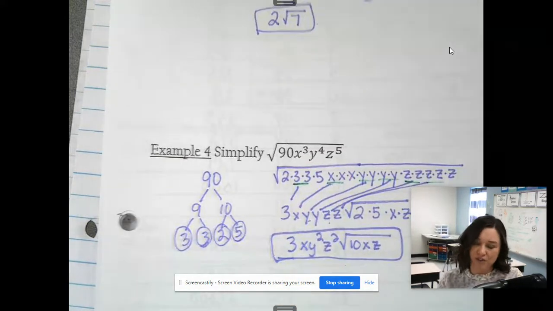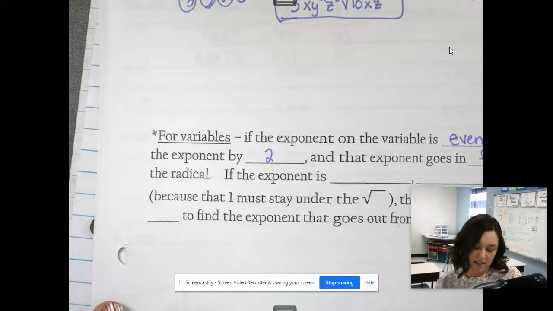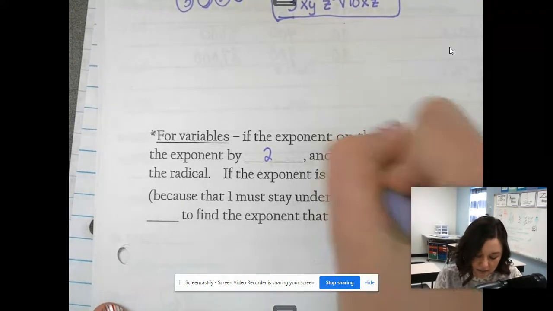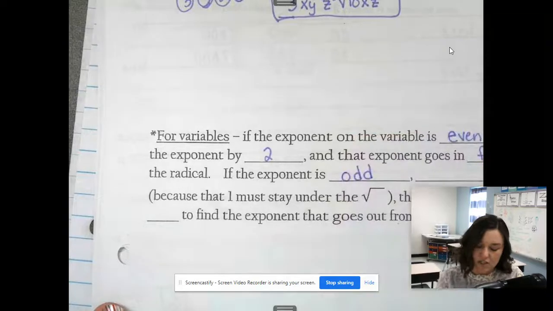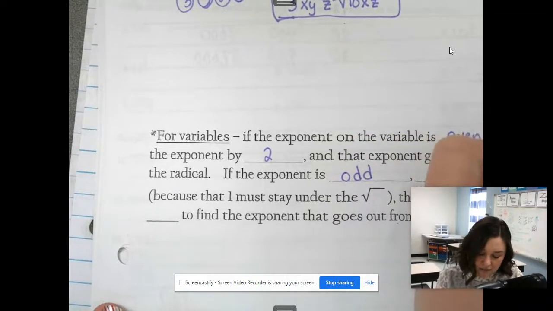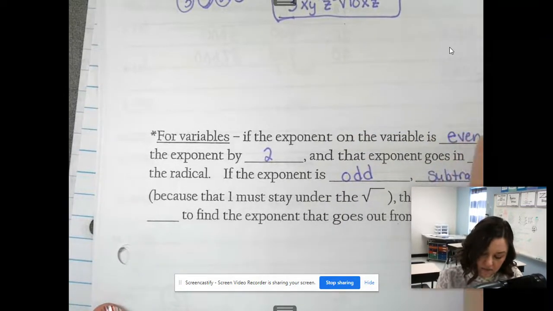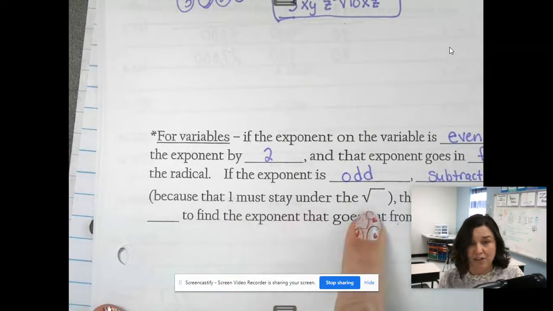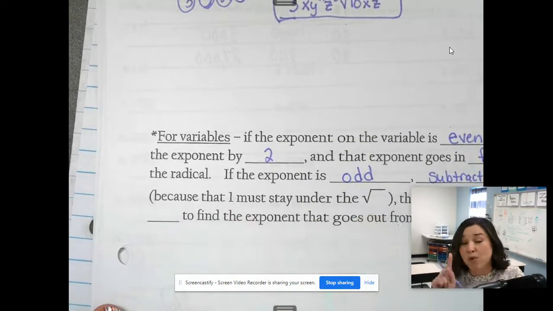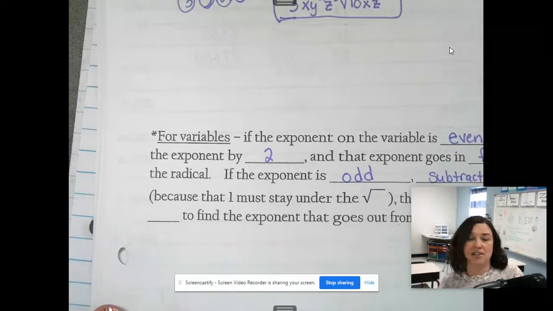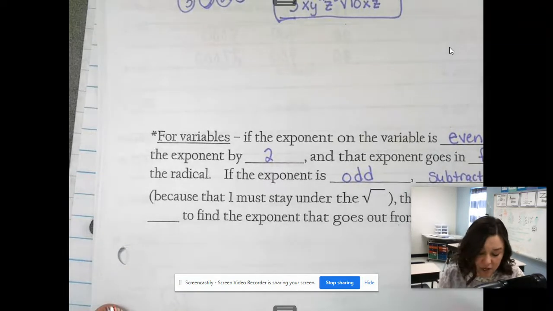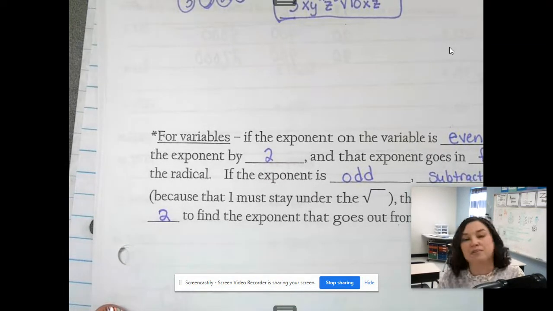So what do we do if it's odd? So let's go to the next sentence. If the exponent is odd, subtract 1 from the exponent, because that 1 must stay under the square root. That 1 that you're subtracting, he is the one left at the singles mingle that didn't find a partner. That's why we're subtracting 1. Then divide the exponent that's left by 2 to find the exponent that goes out front.